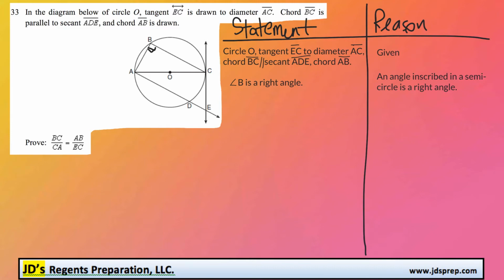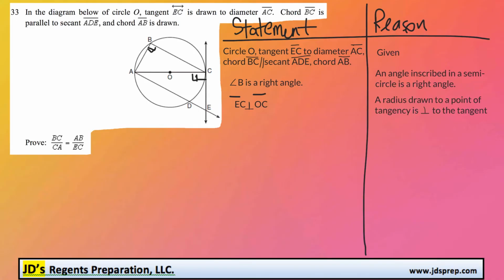So now that we've proven angle B is a right angle, the next step we want to try is prove that this angle here is 90 degrees. Now, because we were told the line EC is a tangent to the diameter AC, we can also conclude that EC and OC are perpendicular lines. And this is because a radius drawn to a point of tangency is always going to be perpendicular to that tangent line. You may have also heard of this as the tangent radius property.